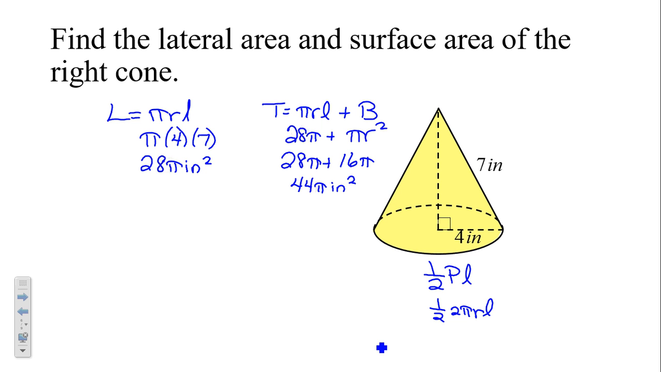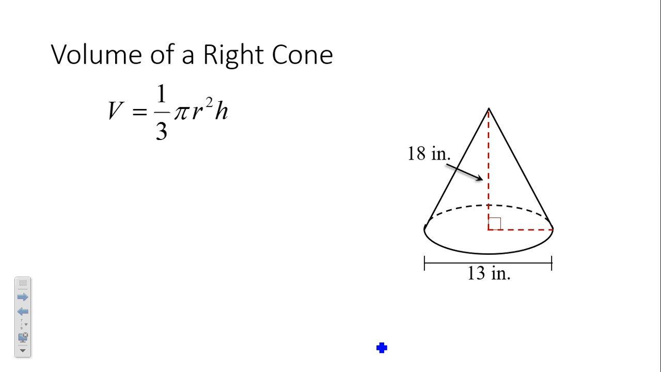All right, last example. Let's find the volume. So to find the volume, you have to have which height? The perpendicular, the middle one, okay? The one that goes from the vertex to the center of the circle, okay? So sometimes they're going to try to trip you up and give you the slant height and ask you for the volume. Don't let them. You know how to find the slant, or how to find the regular height, okay?